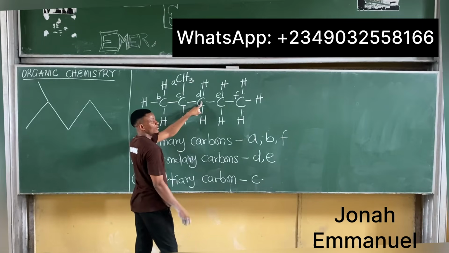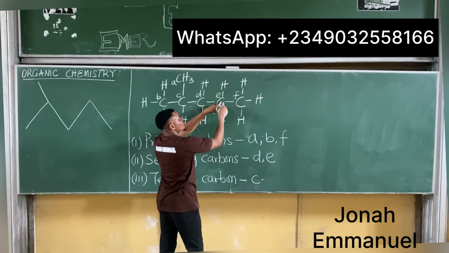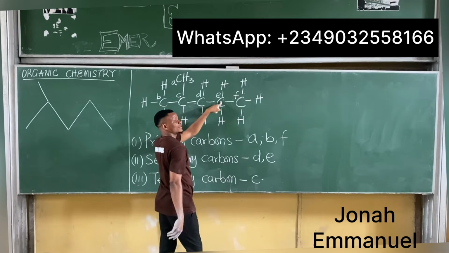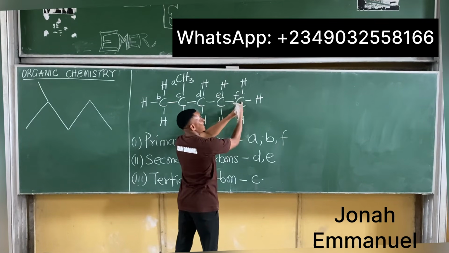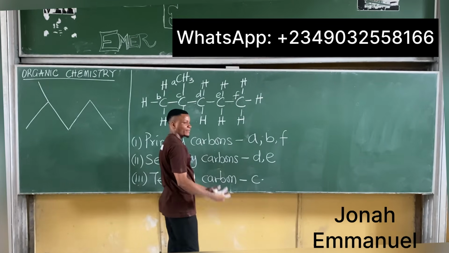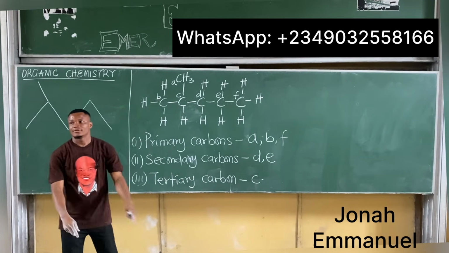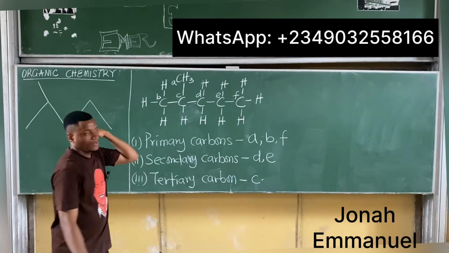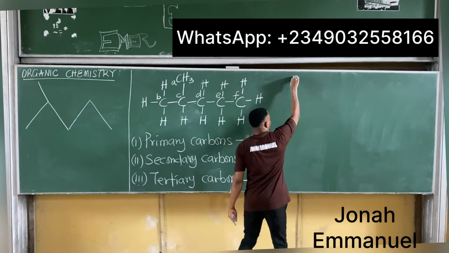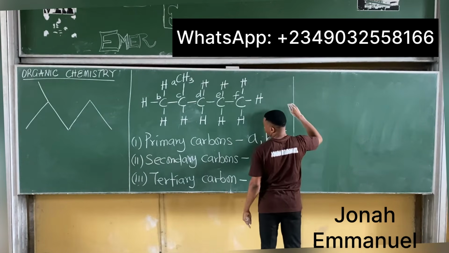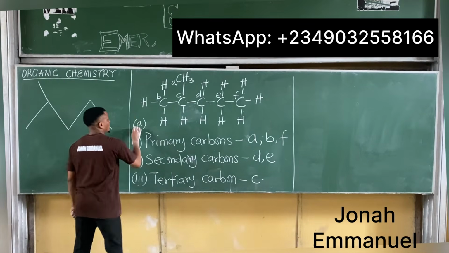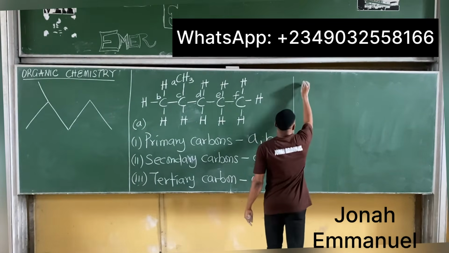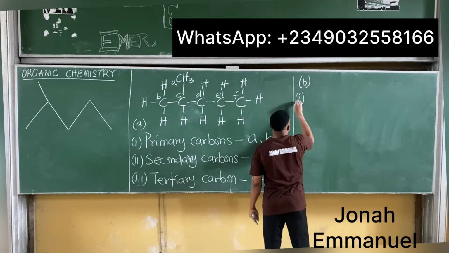This one and this one. That's secondary. Come to E. Aside from the hydrogen, E has just 1 and 2 attachments. It is secondary. Come to F. F, aside from the hydrogen, has just 1 attachment. That's primary. It's as simple as that. No big deal. All right. And the next task, they said we should find. So let's call this the A part. The B part said we should find the number of primary hydrogen.